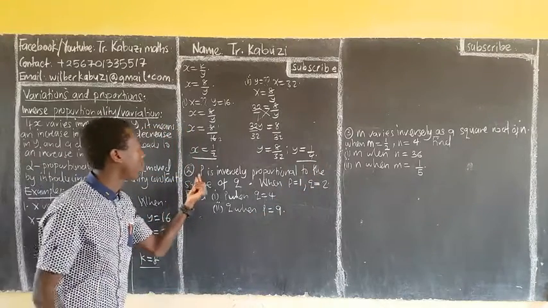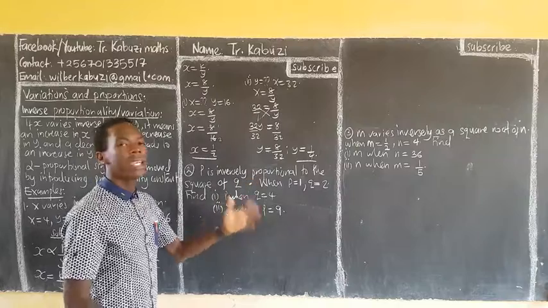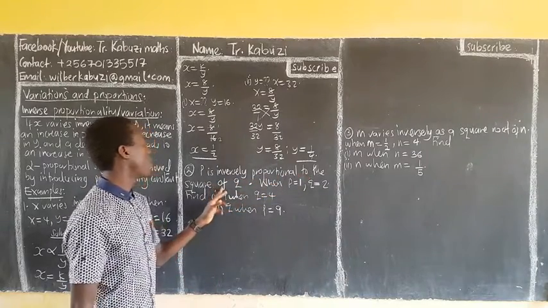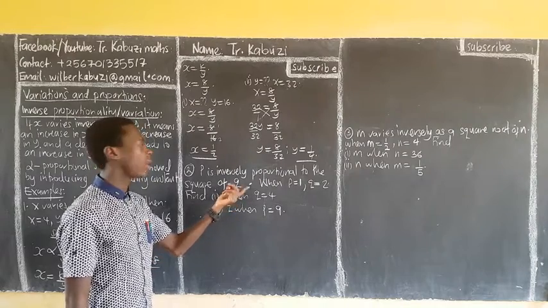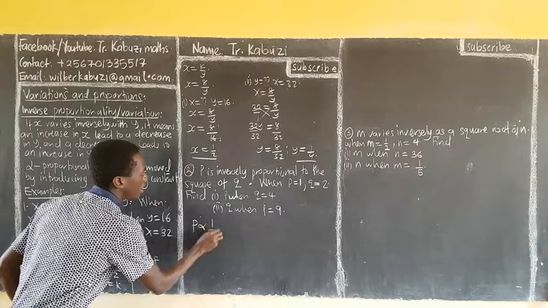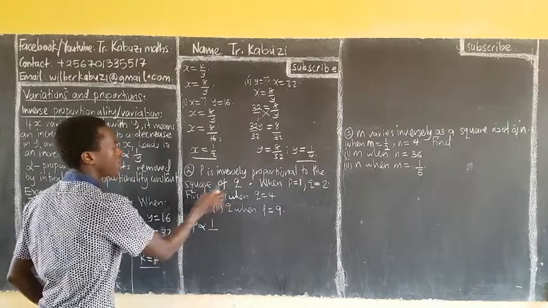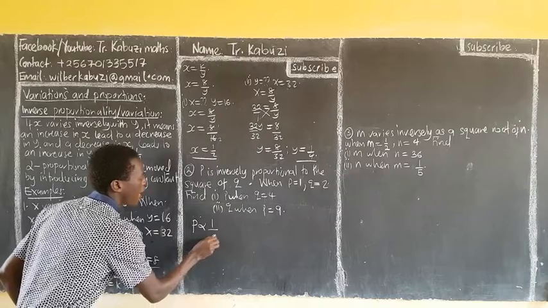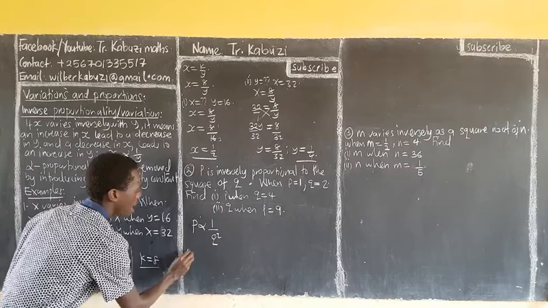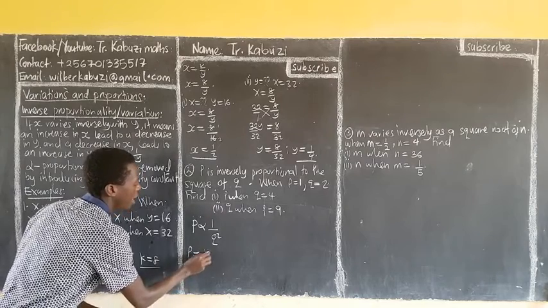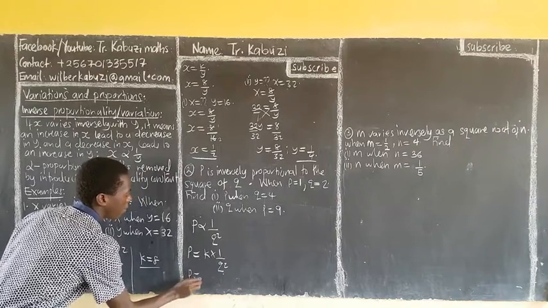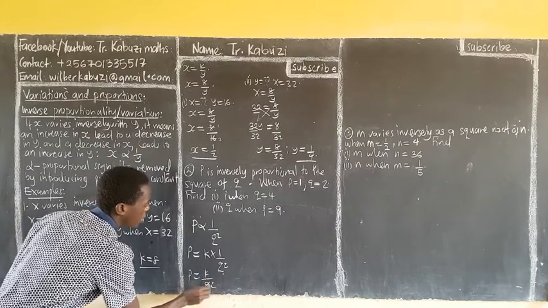When you come to this one now, p is inversely proportional to the square of q. Inversely means it's down. Now they are talking about the square of q. So the statement is p is inversely proportional to 1 over the square of q. To remove the proportionality sign, our p will now be k times 1 over q squared. So our p will be k over q squared.